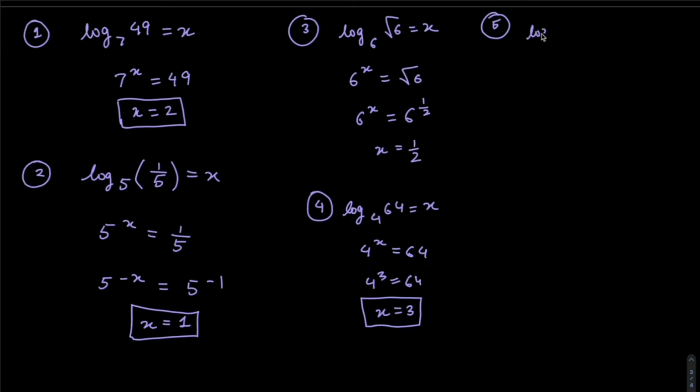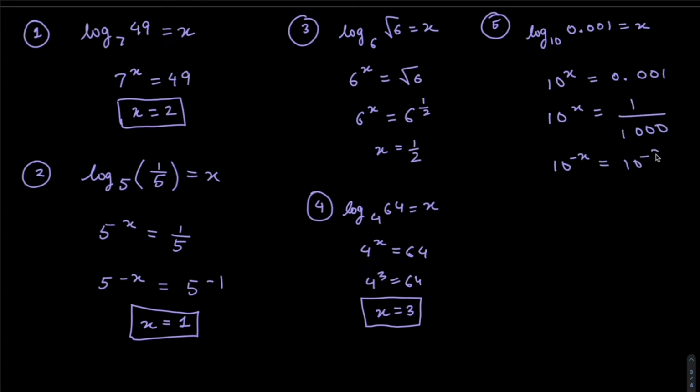Number 5 is log base 10, 0.001, right? So I'm going to equate it to x. I'm going to write 10 raised to the power x is equal to 0.001. Again, by observation, you can see that this is like saying 10 raised to the power x is equal to 1 upon 1,000, and this is equal to 10 raised to the power minus 3. So x is equal to, sorry, not minus x, just x.